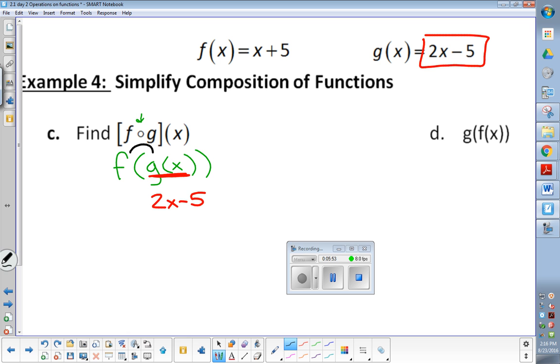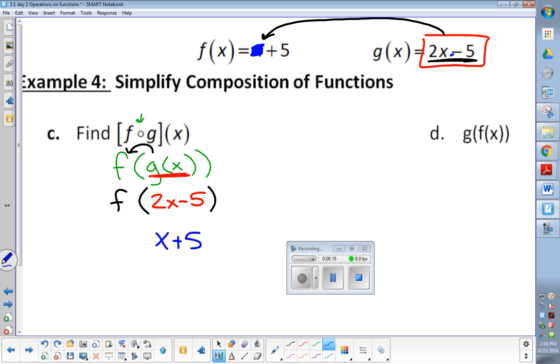The one in front of it. What's in front of it? F. So this right here is going to be plugged into F. Or in other words, this whole thing right here is going to go into the other problem where that x was. It's replacing the x in the other problem with 2x minus 5. So the problem said x plus 5, but we're taking this right here and plugging it in for x.